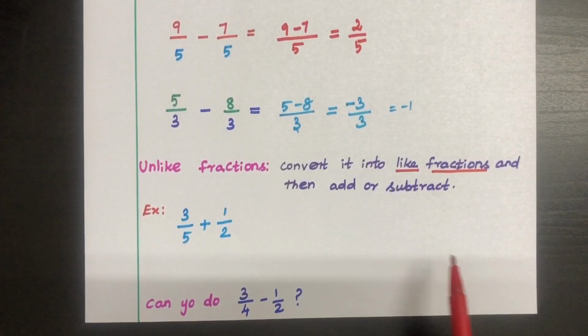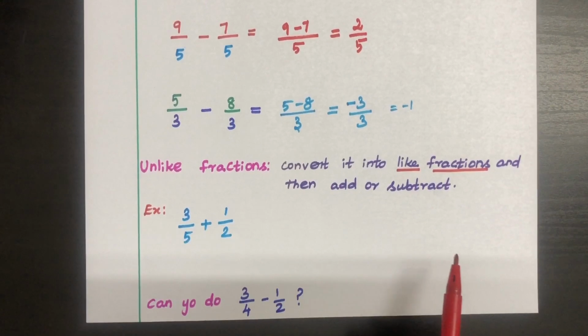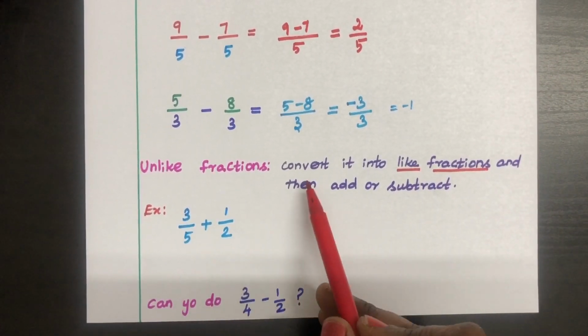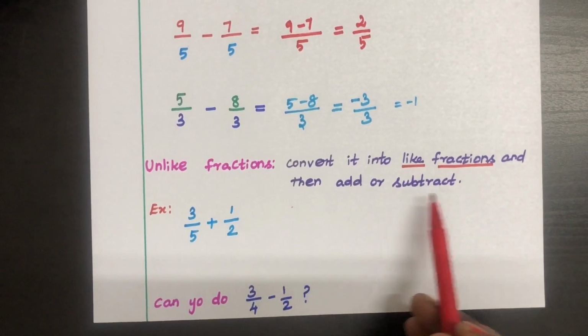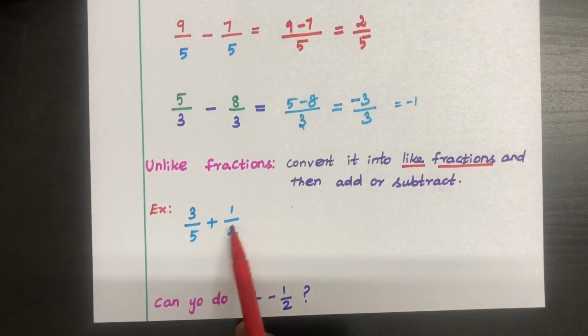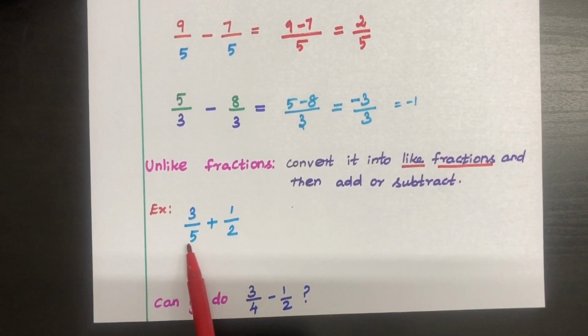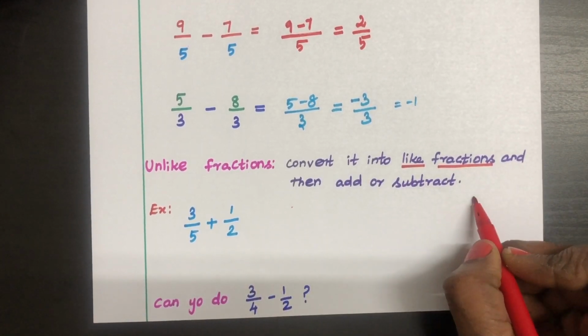Now unlike fractions, if we want to add or subtract unlike fractions, we need to convert them into like fractions and then add or subtract. See, 3 by 5 plus 1 by 2. To make it like fractions, we need the same denominators in each fraction. See, 5 and 2. We need to find the LCM for this.